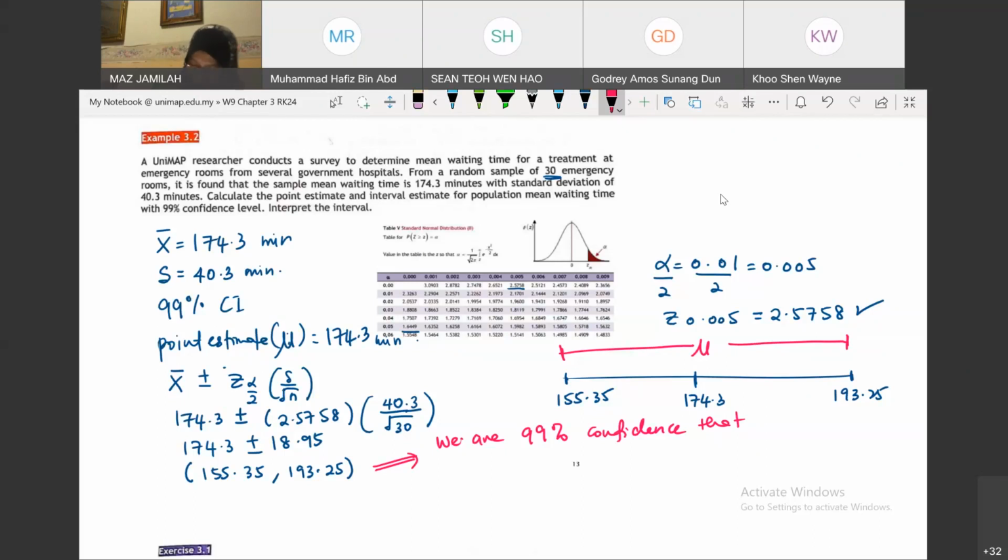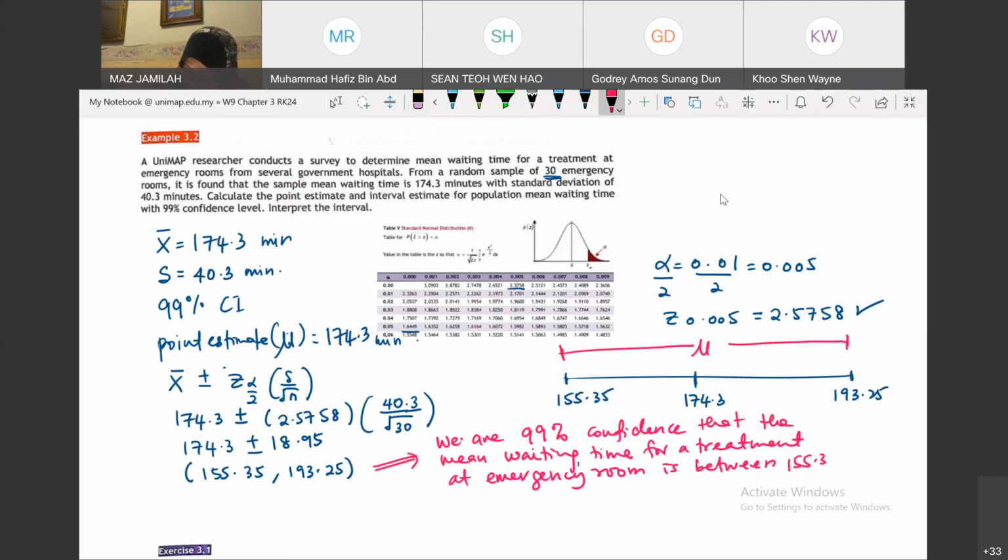We are confident that the mean waiting time for a treatment at emergency rooms is between 155.35 minutes and 193.25 minutes. Okay, so that's how we do it.